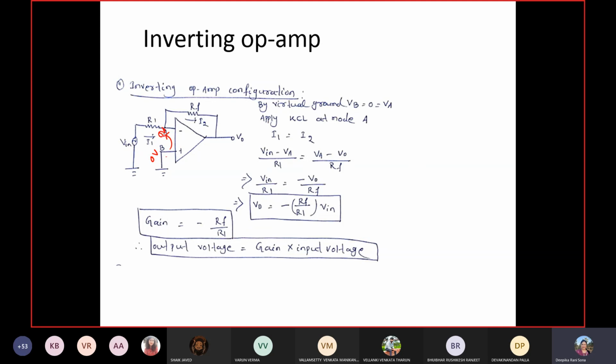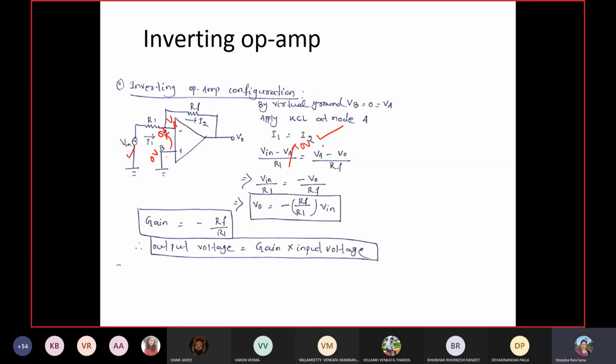I1 equals I2 by the KCL. That's why the first point has been written here. If we apply KCL at node A, I1 equals I2. What is I1? V in minus VA divided by R1, and I2 is VA minus V0 divided by RF. Just now we have revealed that. What is VA, guys? What is VA?